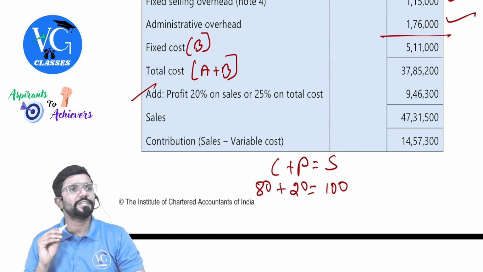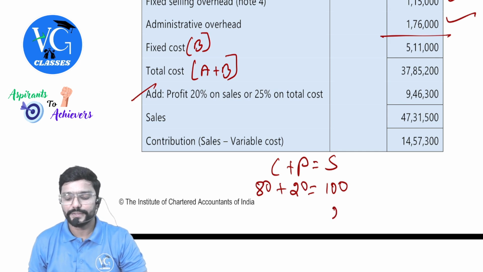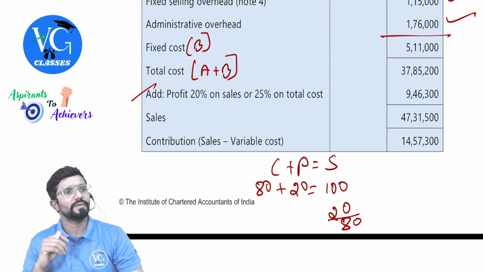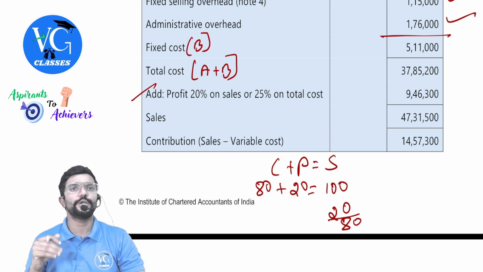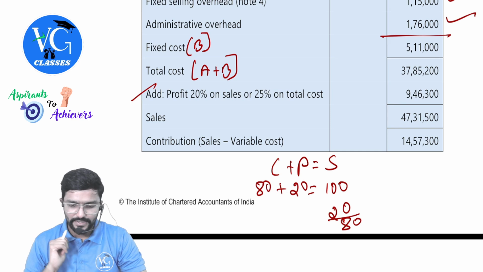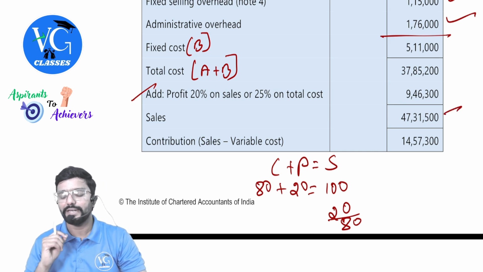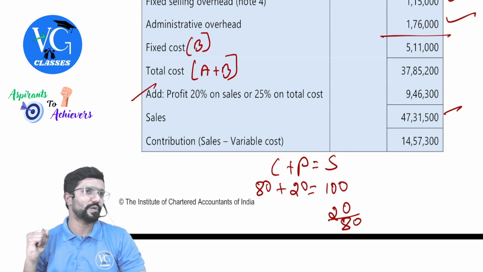What is the profit percentage on cost? 20 by 80, sir. 20 by 80. If you want to convert it into percentage, into 100. Yes, sir. So sales is 47 lakh 31 500. Contribution would be sales minus variable cost.